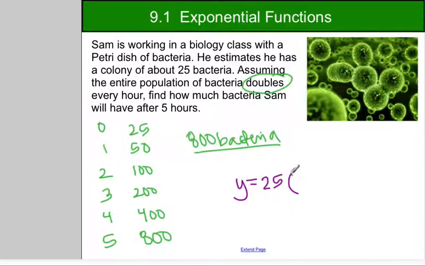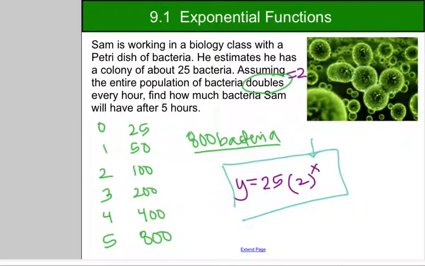Then it's the rate at which we are growing or decaying. So we're growing by doubling. So usually when we say double, we think 2, and then to the x. This is an exponential function that would represent this situation, but an exponential function has to have the variable in the exponent. Having that variable in the exponent is what makes it exponential. So we're going to look at exponential functions a little bit more in depth today.